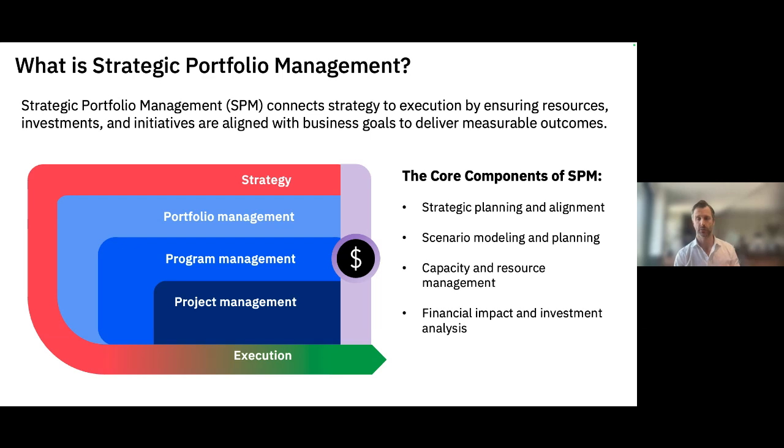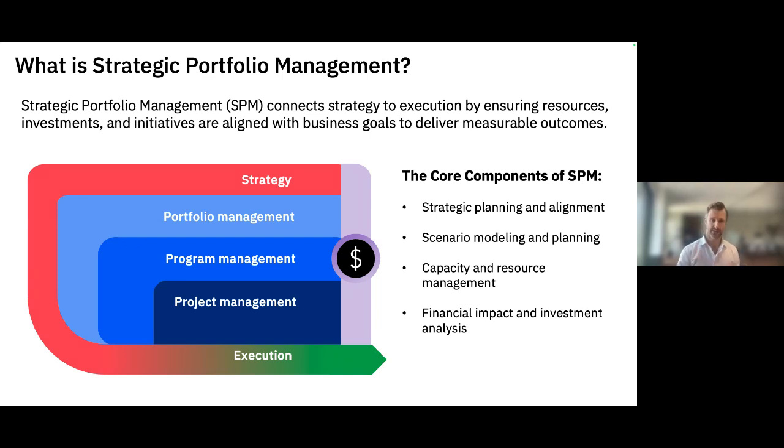So SPM is going to give IT leaders and CIOs a way to prioritize and manage the full portfolio of work. It's going to include our projects, our products, and our programs, and make sure that these investments align with key business strategy. It's also going to enable better resource allocation. So making sure people, time, and money are focused on high impact initiatives. And finally, SPM is going to help us monitor value realization. So ensuring you're not only starting the right projects, but you're delivering on the outcomes promised.